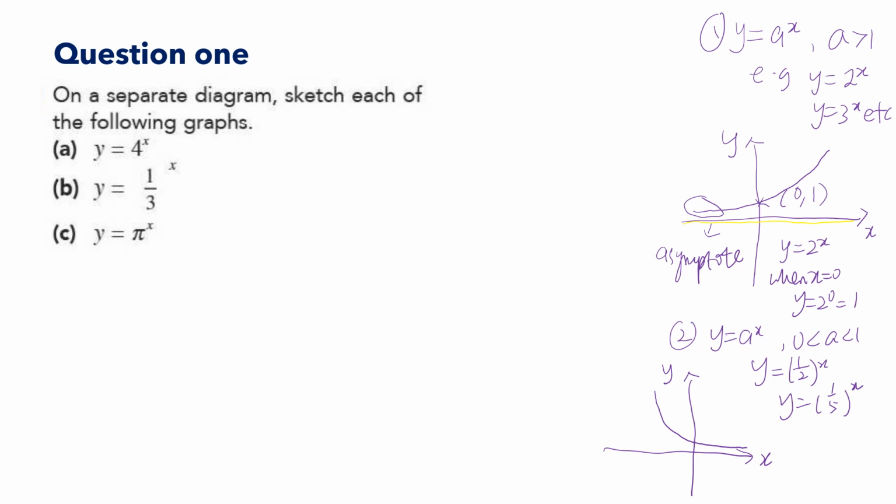Okay, again, like what I've mentioned earlier, you can substitute in some values of x to see the corresponding values of y. But the y-intercept is still (0, 1), because when you substitute x to be 0, half to the power of 0 is 1, 1/5 to the power of 0 will be 1. Okay, that is another type. That is what happens when you are given y equals (1 over a) to the power x.